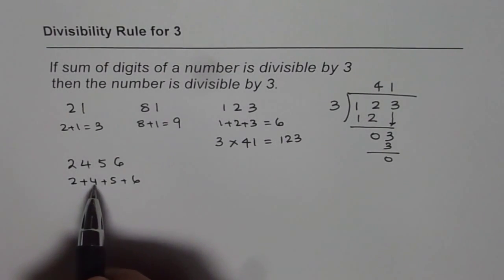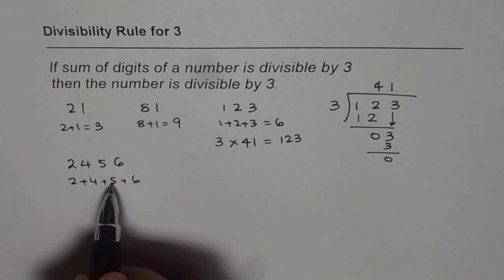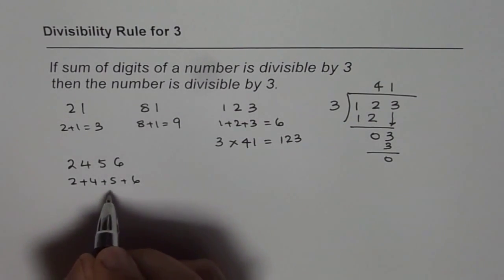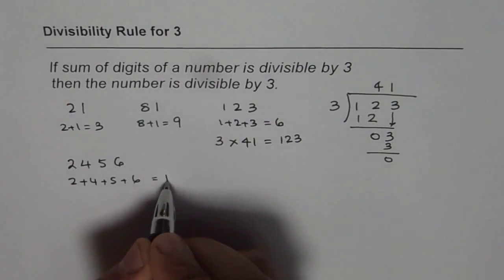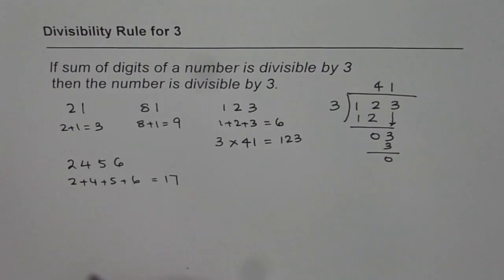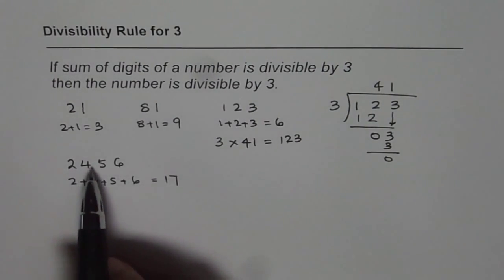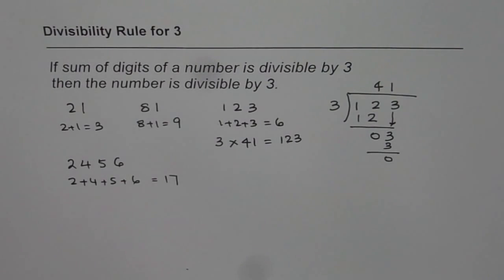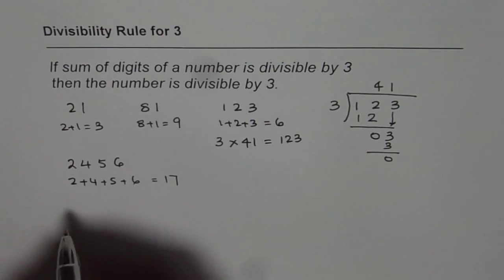2 plus 4 is 6. 6 plus 5 is 11. 11 plus 6 is 17, right? So we get 17. Can you divide 17 by 3? You can't, right? And therefore 2, 4, 5, 6 is also not divisible by 3. Let us check it, right?